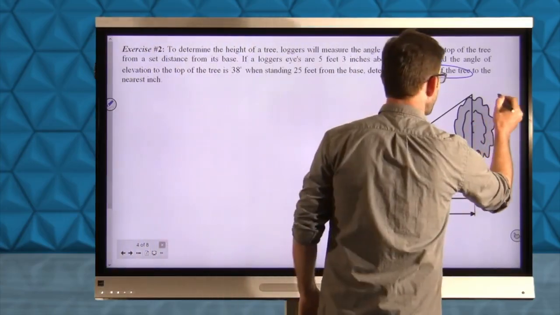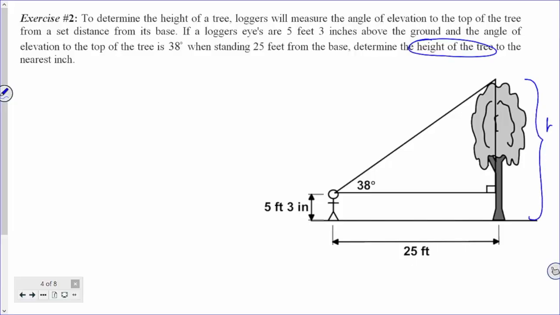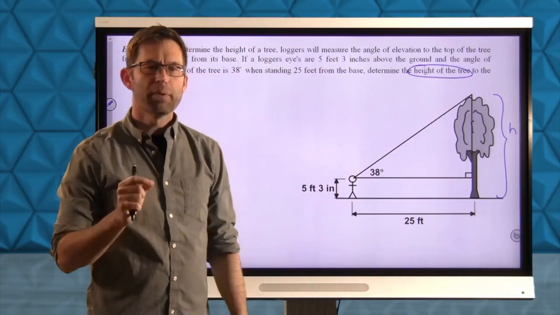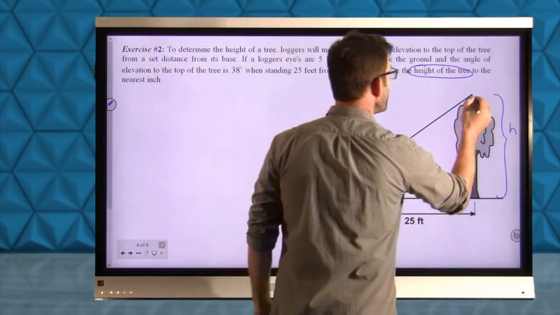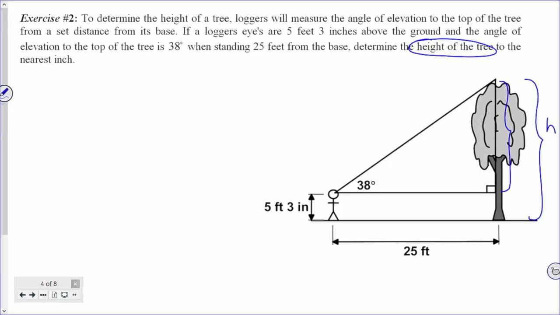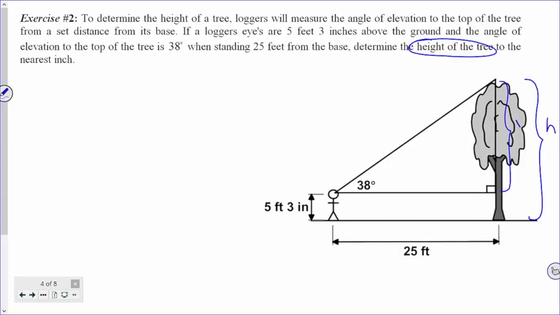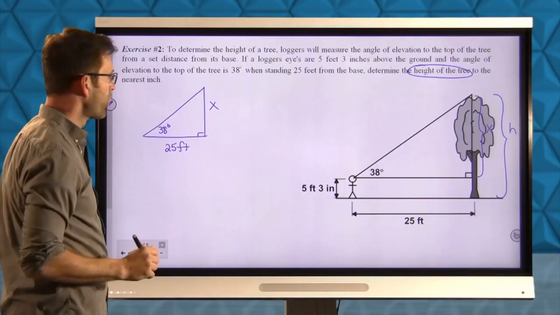Now keep in mind that the height of the tree is this entire height. And that's not part of the right triangle, right? The piece of the right triangle that we can really figure out is this length. That I can figure out. So let's do that. Let me call this x. And for a moment, let's not worry about the height of the tree. Let me draw that picture a little bit separately out here because I don't think that you can see it all that well. Right now, what I have is that 38 degrees, that 25 feet, and that x that I'm trying to solve for.